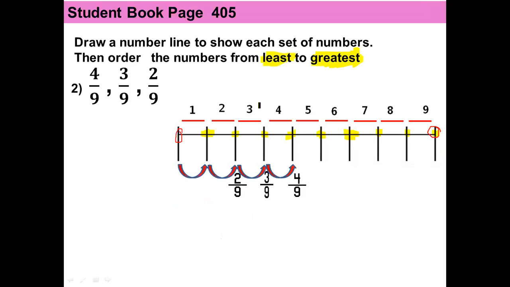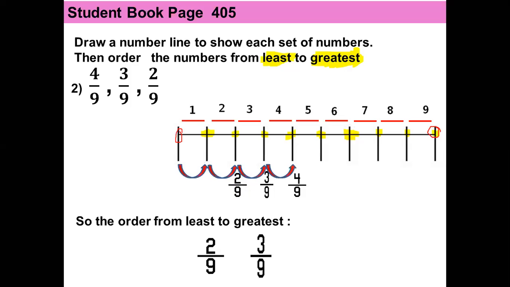Now, which is, or where is the least fraction? Least fraction, it's closest to 0. If the number is close to 0, it will become less. The value of this fraction becomes less than the other. So 2 over 9, it's the closest to 0, so this is the least fraction, which is 2 over 9. And next, 3 over 9, and the farthest, which is 4 over 9. So 2 over 9, 3 over 9, and this is 4 over 9.